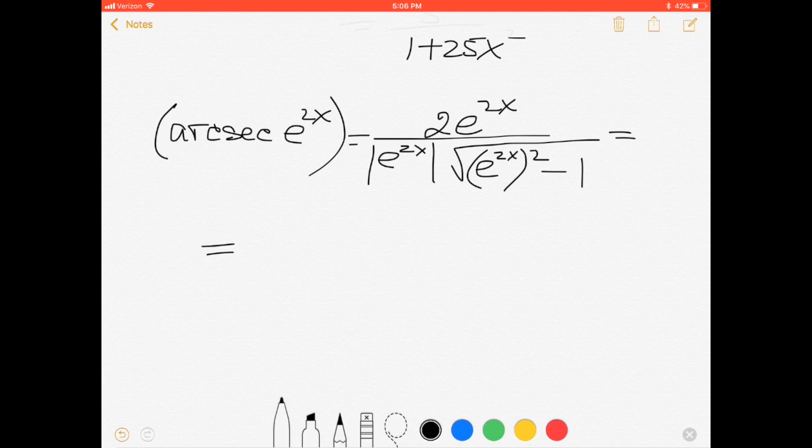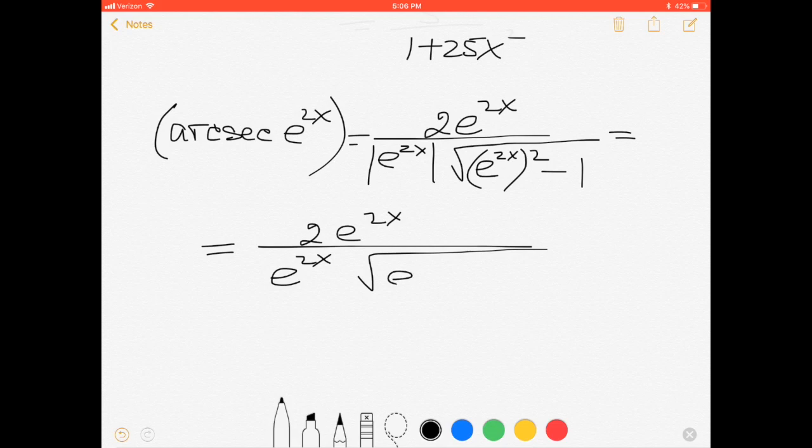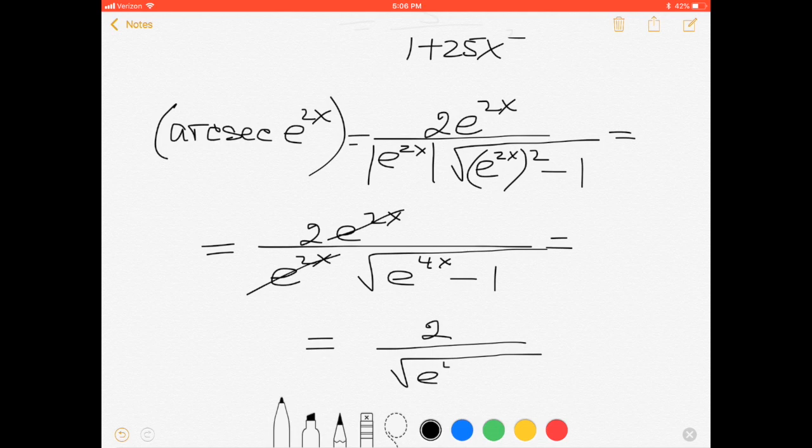Here, first, remember the exponential function is always positive. This means you don't need the absolute value. This will be e exponent 2x. Here is twice e exponent 2x. Here is root of e exponent 4x minus 1. Cancel it, and the final answer is 2 over square root of e exponent 4x minus 1. Okay.